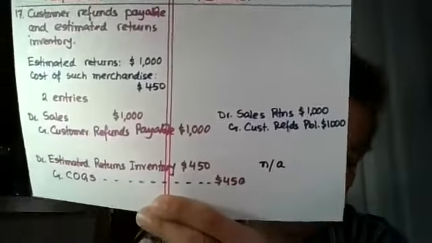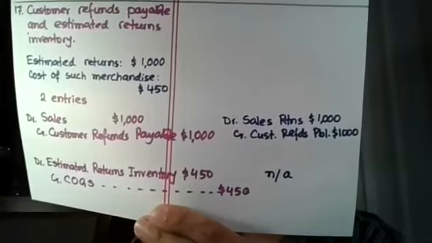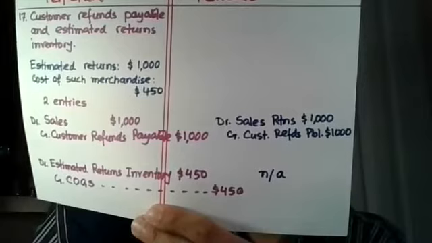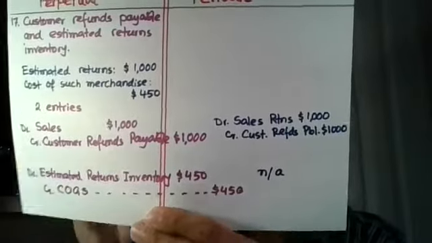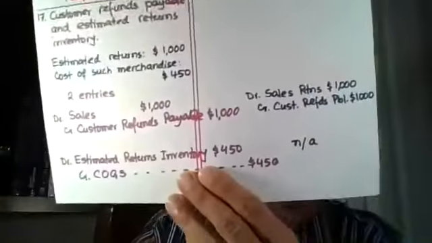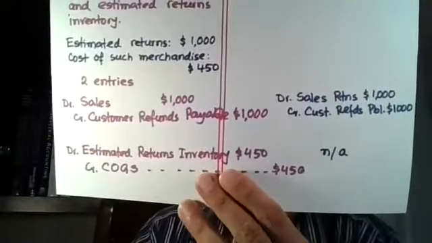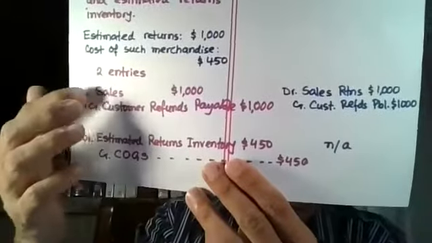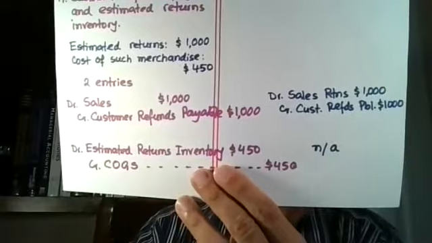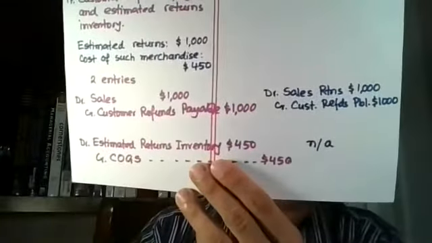Under periodic, debit sales returns or expected sales returns, and credit customer refunds payable. So instead of debiting sales, we debit sales returns. And no account for the inventory. Because if inventory comes back, we're going to find out, we do physical verification of inventory. We do a stock take on a periodic.